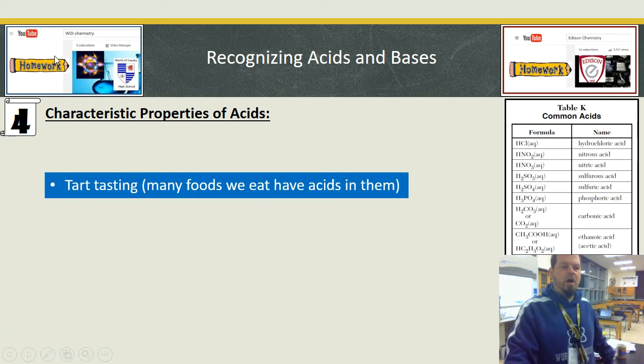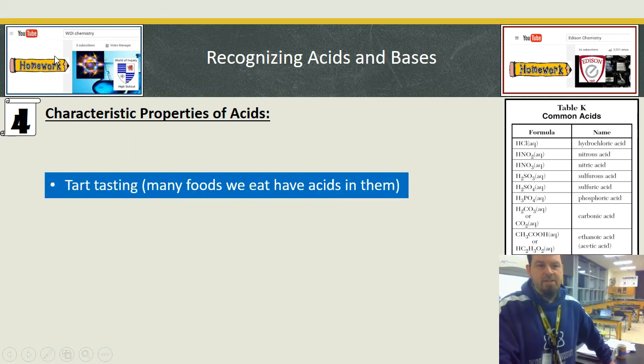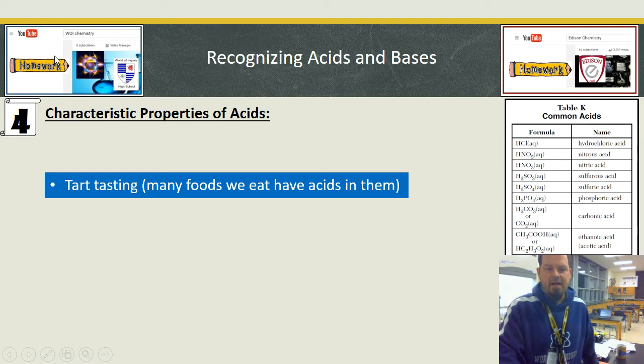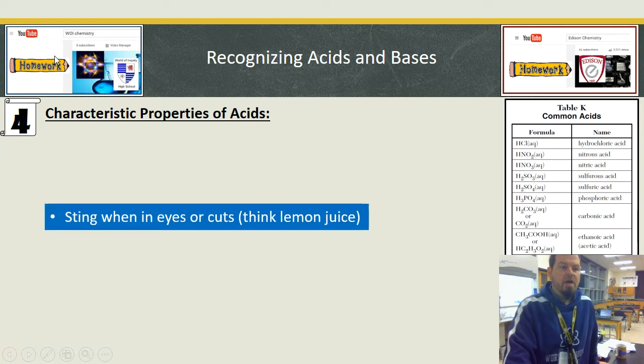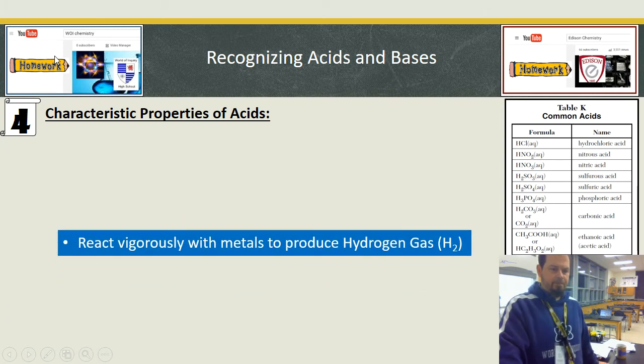Okay. They are tart tasting or sour tasting. So many of the foods that we eat have this in them. So number one, vinegar. Number two, probably acetic acid. So lemons or limes. Okay. They definitely sting in eyes or in your cuts like lemon juice. They definitely sting more than a base would sting.